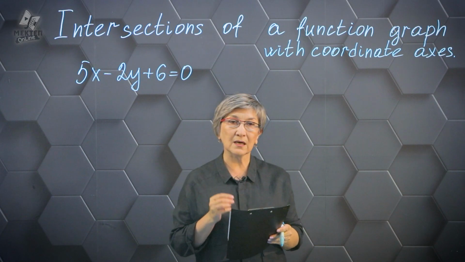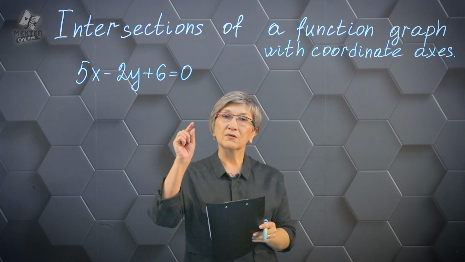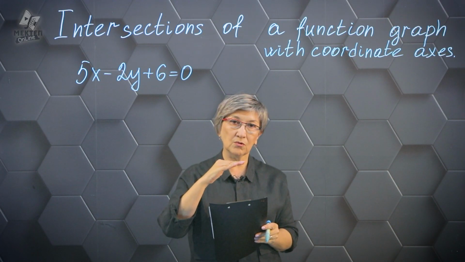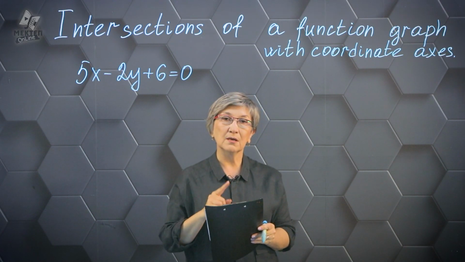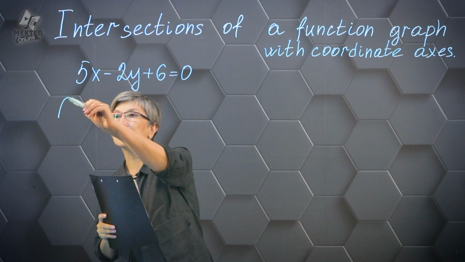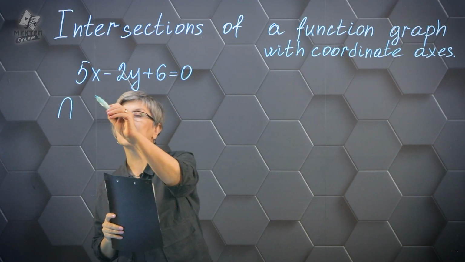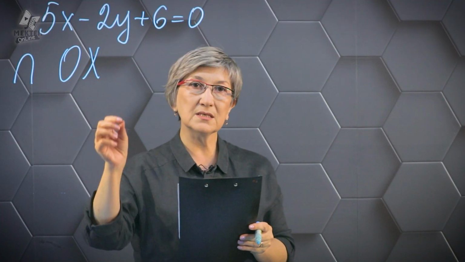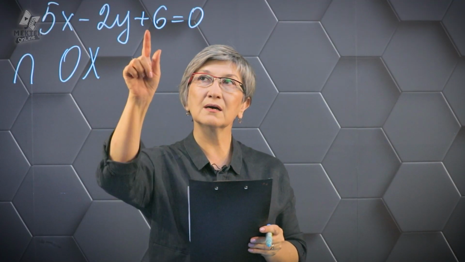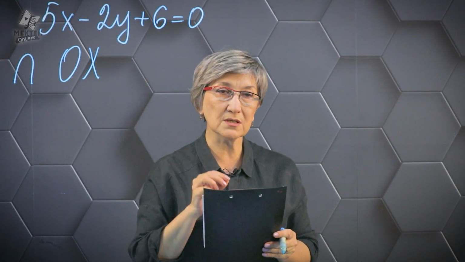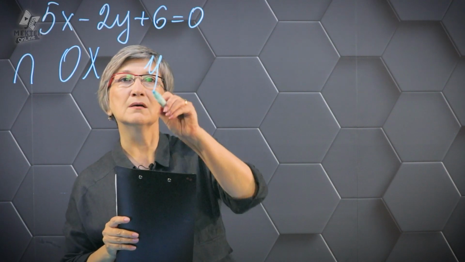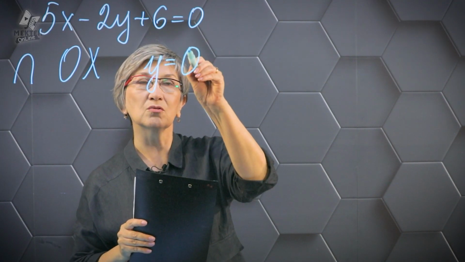We need to find the coordinates of the point where the graph of this function intersects the x-axis and the y-axis. Therefore, I will write it down. The intersection of the graph of this function with the x-axis. Let's recall. To find the coordinate of the point where the graph of this function intersects the x-axis, without constructing it, we need to substitute 0 for y. This rule is easy to remember.